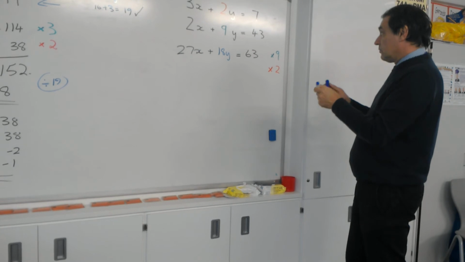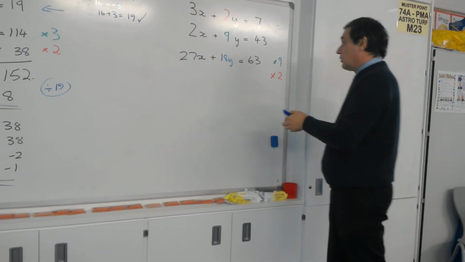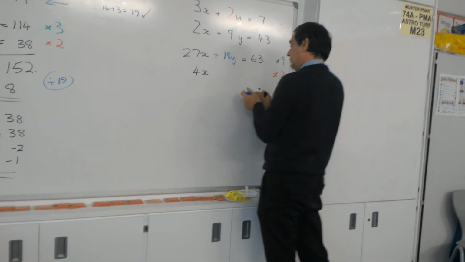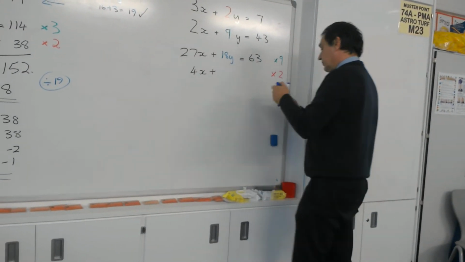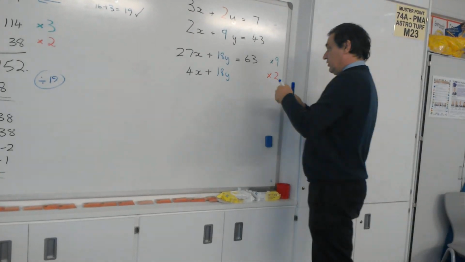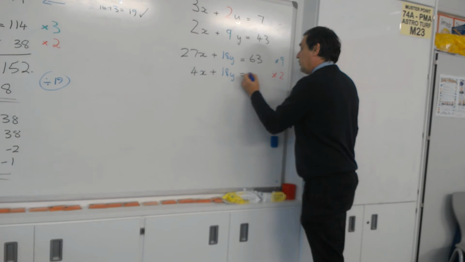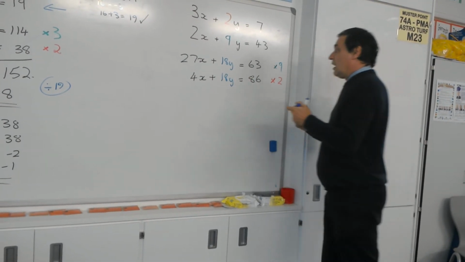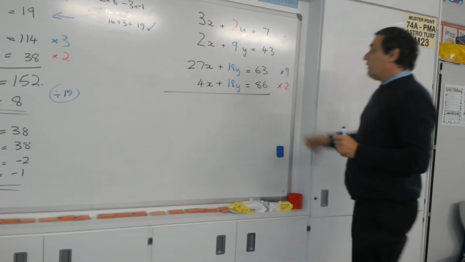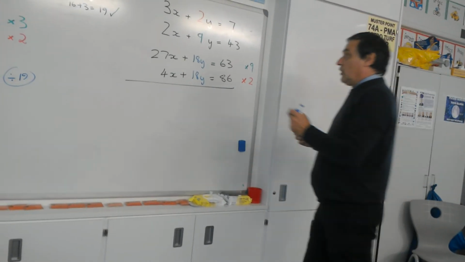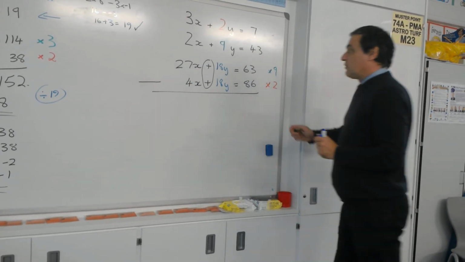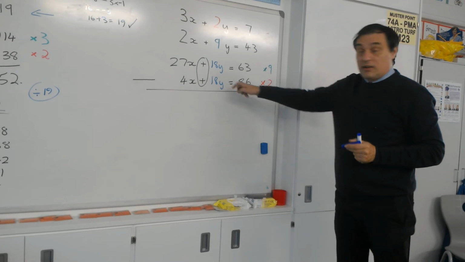Bottom equation, going to multiply by 2, the red 2. So that's going to give me 4x plus, again, 18y. We're going to get the same result there, and that's equal to 86. This is where the slight difference comes in. If I've got 2 signs that are the same, I've got to take my equations away from each other. Notice I've got the 18y's there, exactly the same thing.